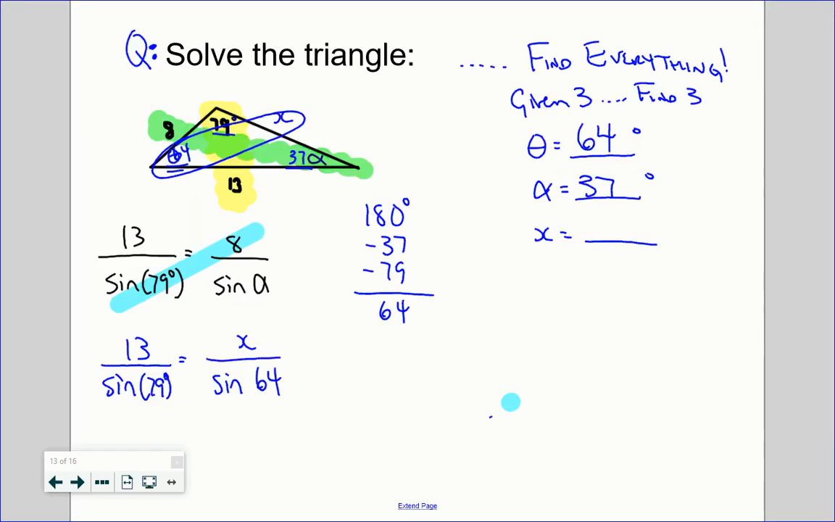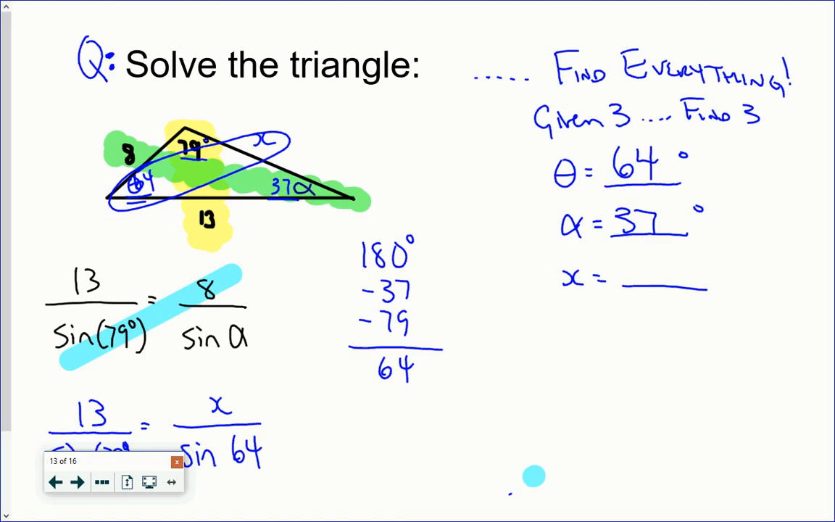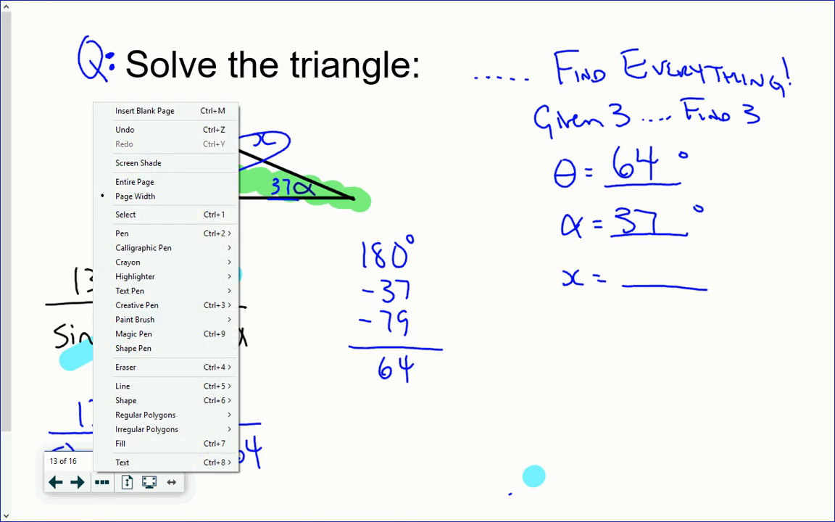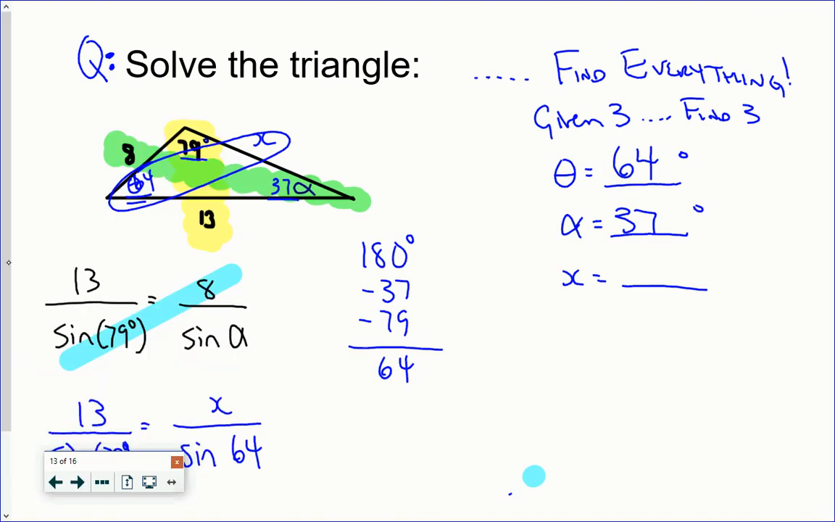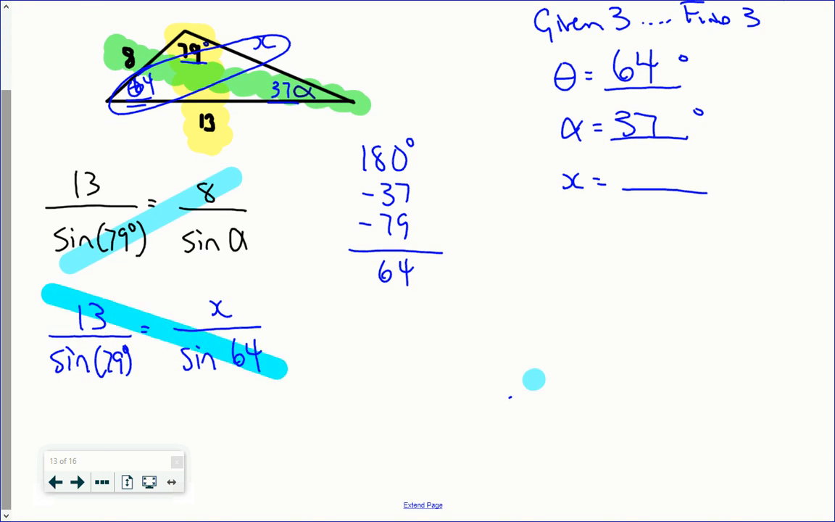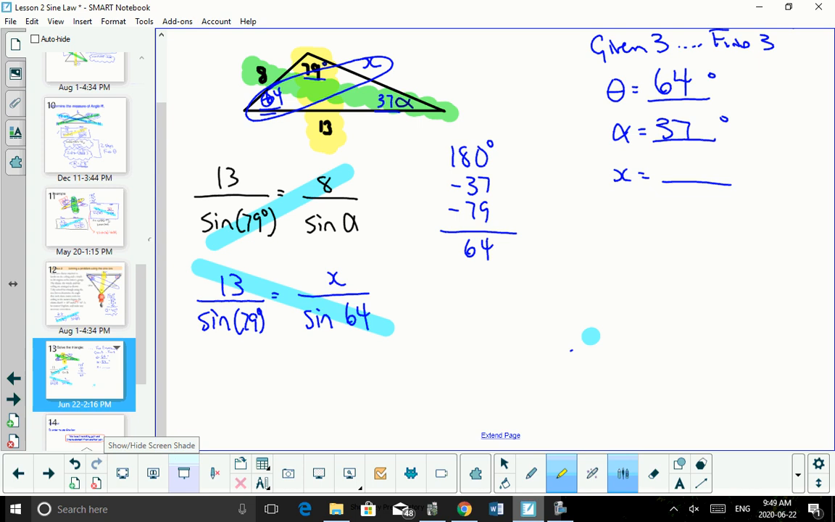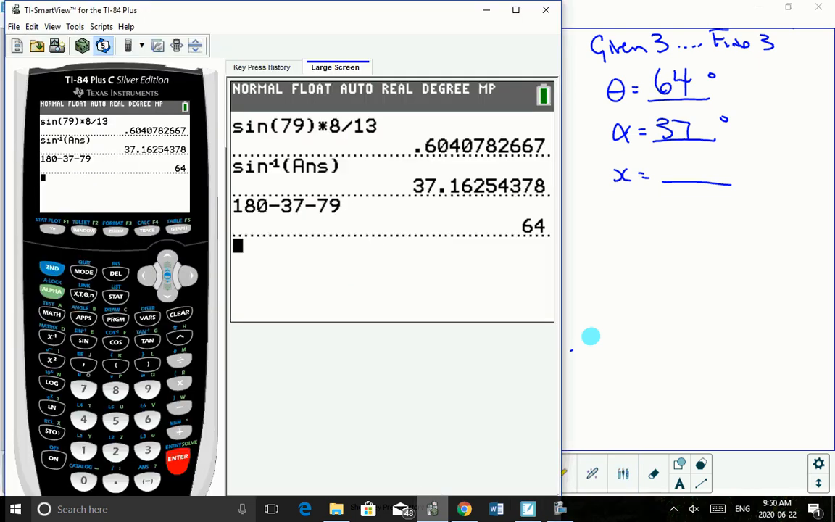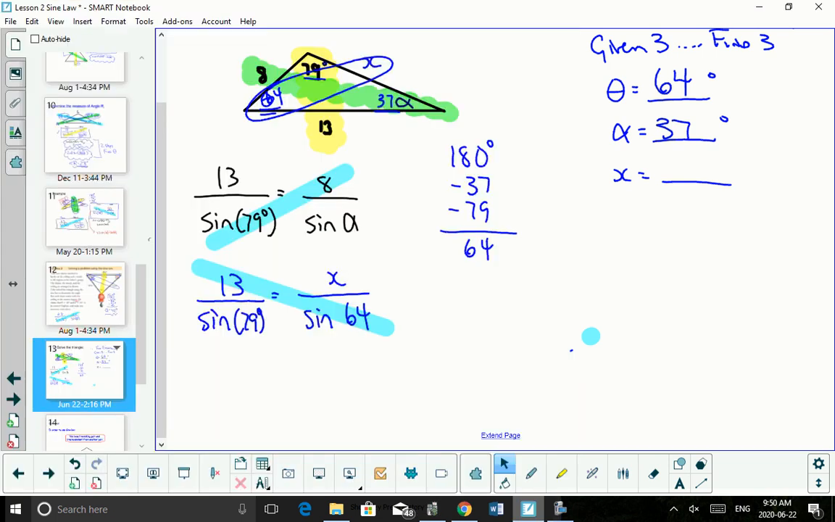So again, cross multiply the one that does not have the x. So this is the one that does not have the x. On my calculator, I'm going to go 13 times sine 64 divided by sine 79. Now I'm looking for a side length, so this is the only step you have to do. You do not have to go second. You get out 11.9.